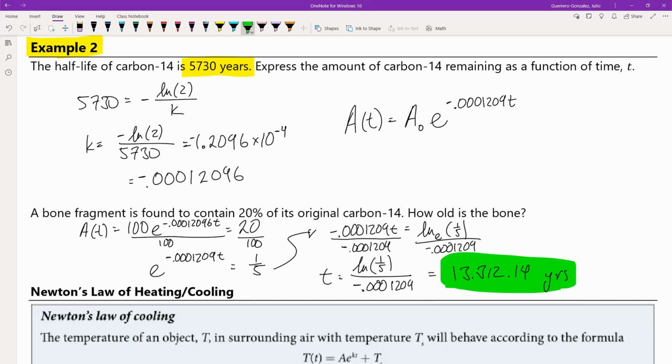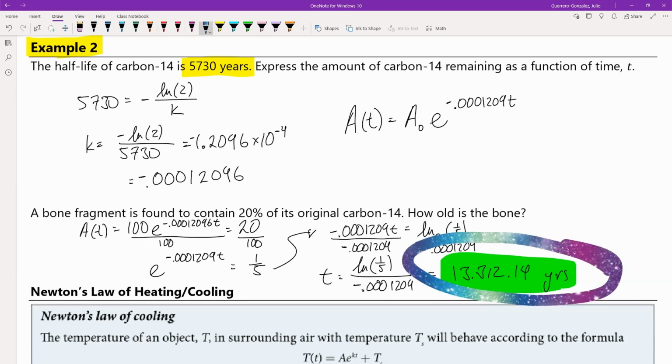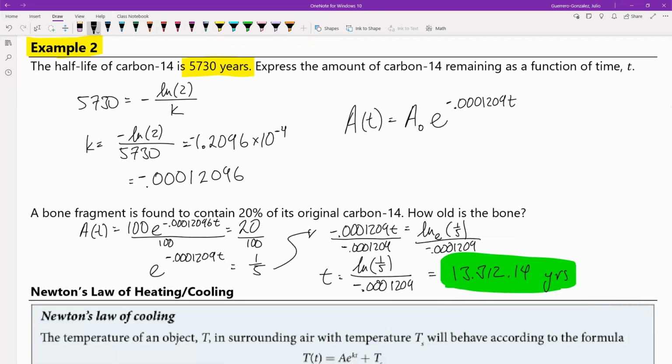upon its death, and then we uncover this bone, and it has only 20% of it left. Because of all the math that we just did, and because of the knowledge that we have about carbon-14, we know that that bone is a little over 13,000 years old. Cool stuff, huh?